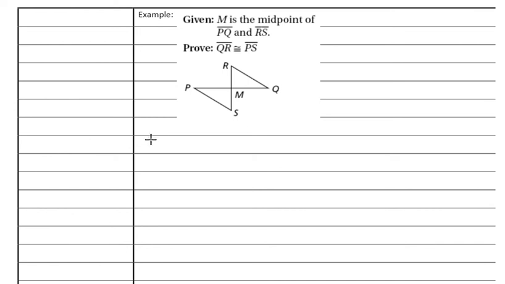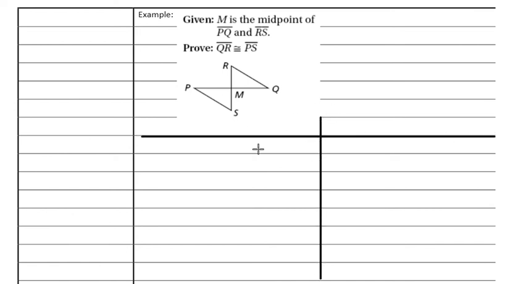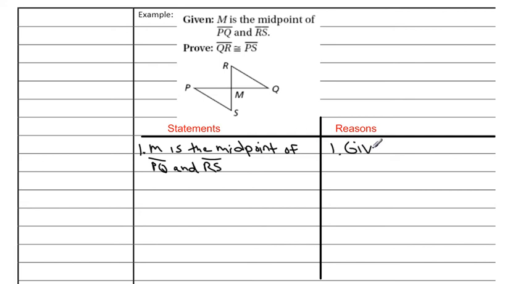We'll go ahead and make another 2-column proof here where we have our statements in one. Okay, and the first thing I'm going to do is copy my given that M is the midpoint of PQ and RS. And the reason M is the midpoint of PQ and RS is because it was given. So now I need to look at my picture and look at what was given.